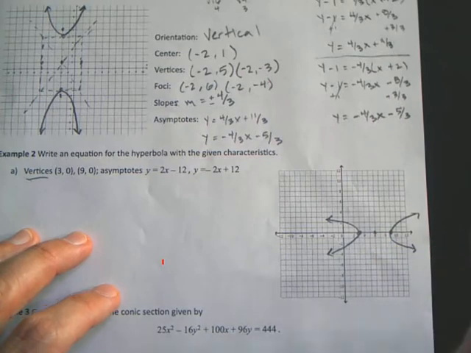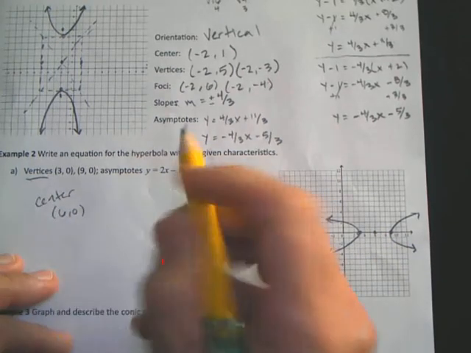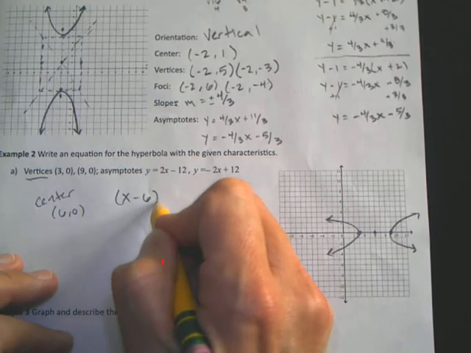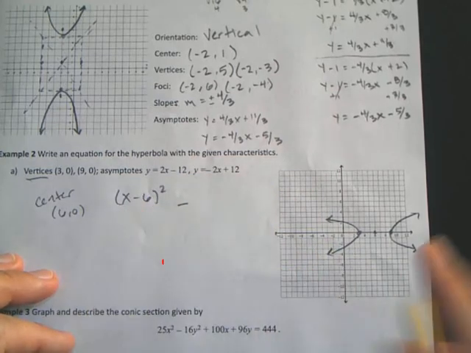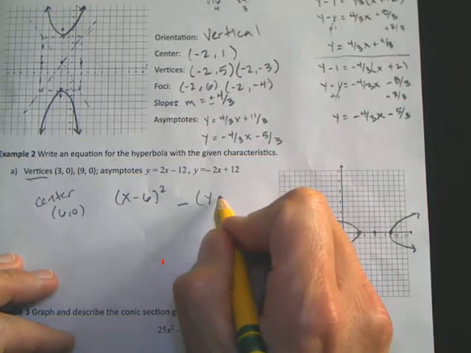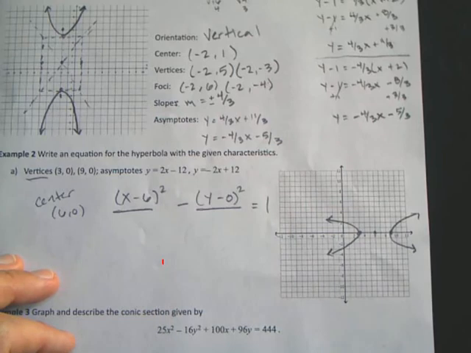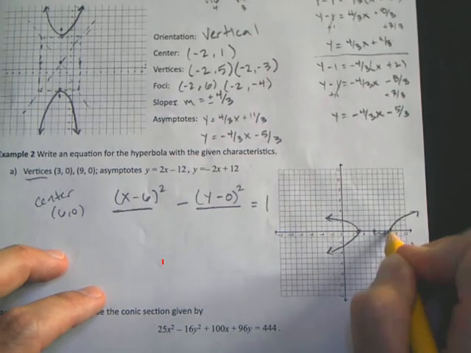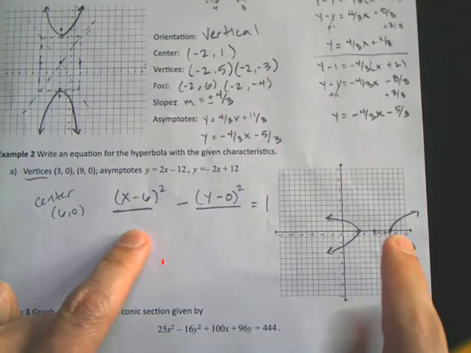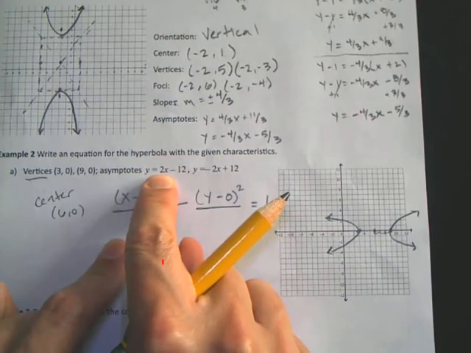at 6, 0. So I know it's x minus 6 squared minus, and I know it's x first because it's horizontal, y minus 0 squared equals 1. Yeah? See, we know all this information. And this value here, 1, 2, 3, is the value that goes under x, 3 squared, right? Now all I have to do is use this equation here. This is my slope, and these are my asymptotes.